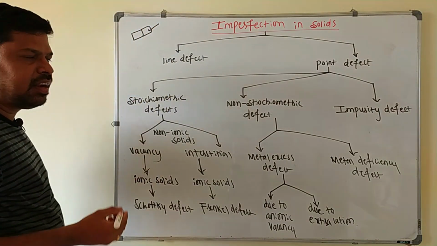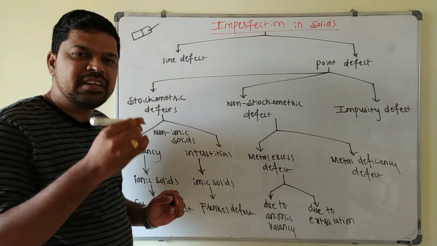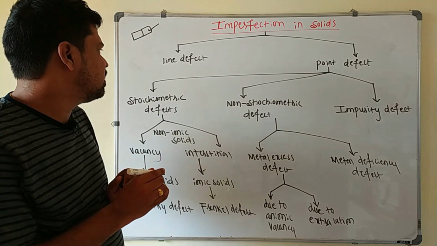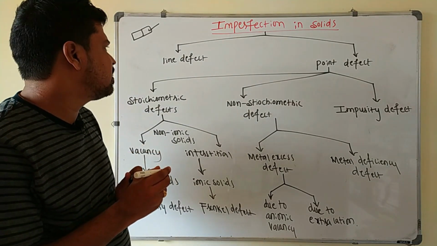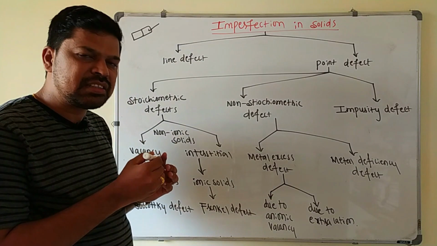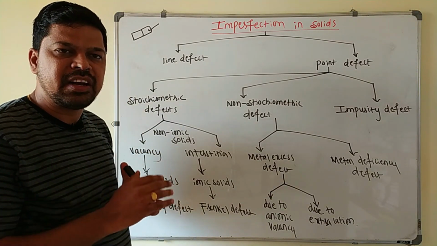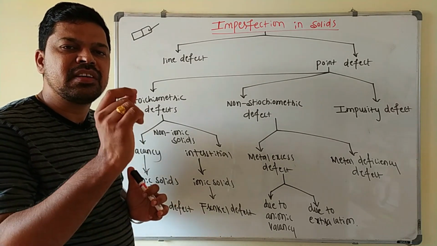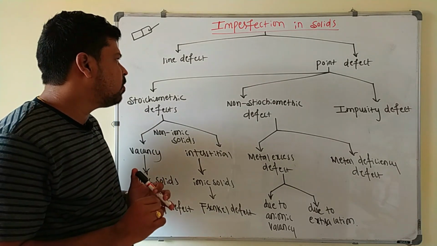a defect in them. A defect in the solids is nothing but the irregularity in the ideal arrangement of the constituent particles. That is called a defect in the crystals. And this happens when the crystallization takes place at a very fast rate or at a moderate rate. A perfect crystal is formed whenever the crystallization takes place at a slow rate.